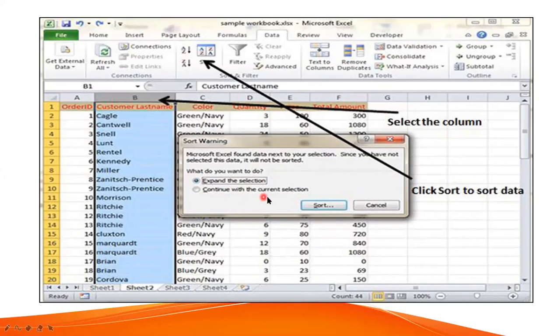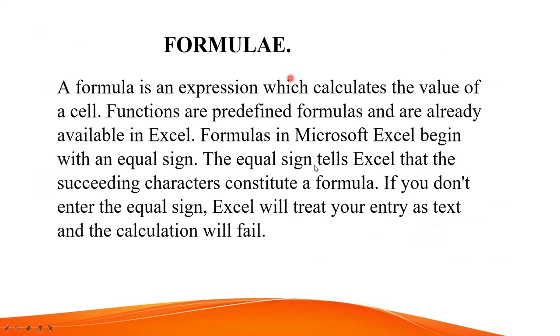Expand the selection, or continue with the current selection. When you give the selection criteria, whether it is going to sort by alphabet or by numbers, it's up to you. You can select the data and sort it according to the number or according to the alphabetical order. This is how the sorting is done. Now, what is the formula?